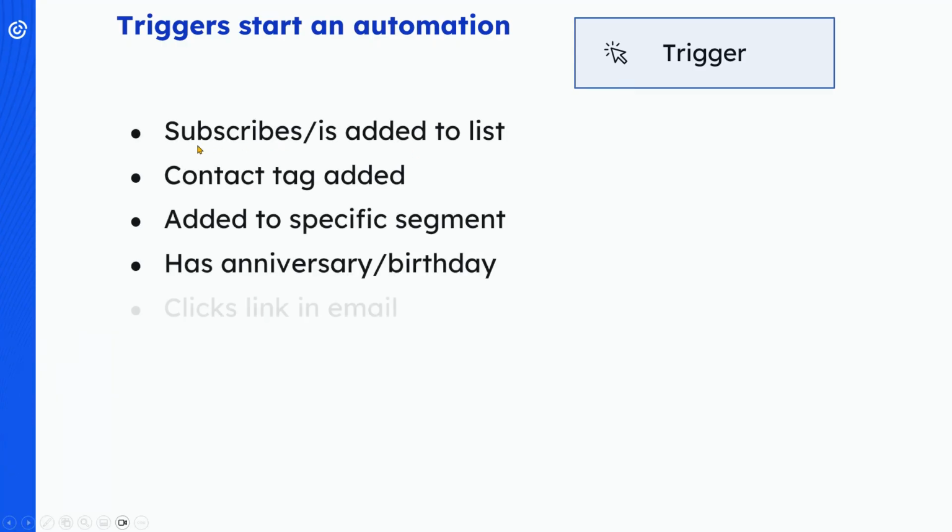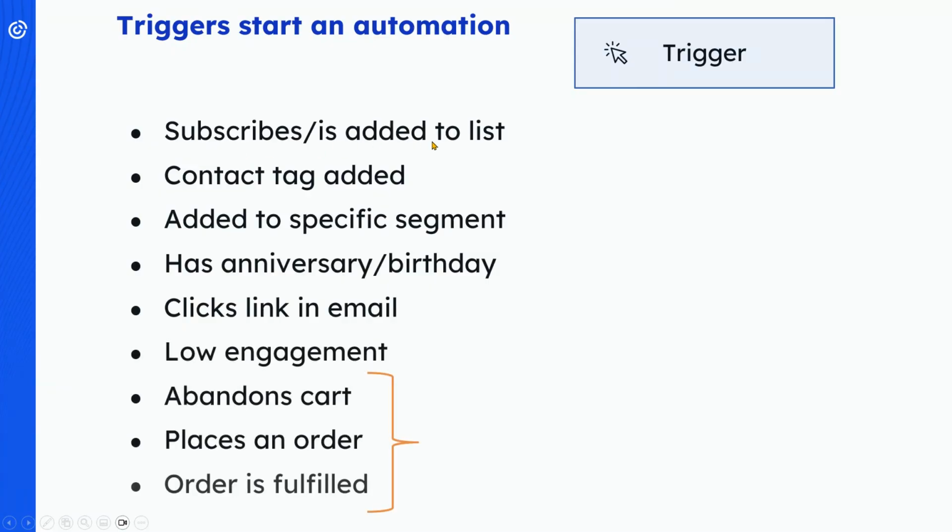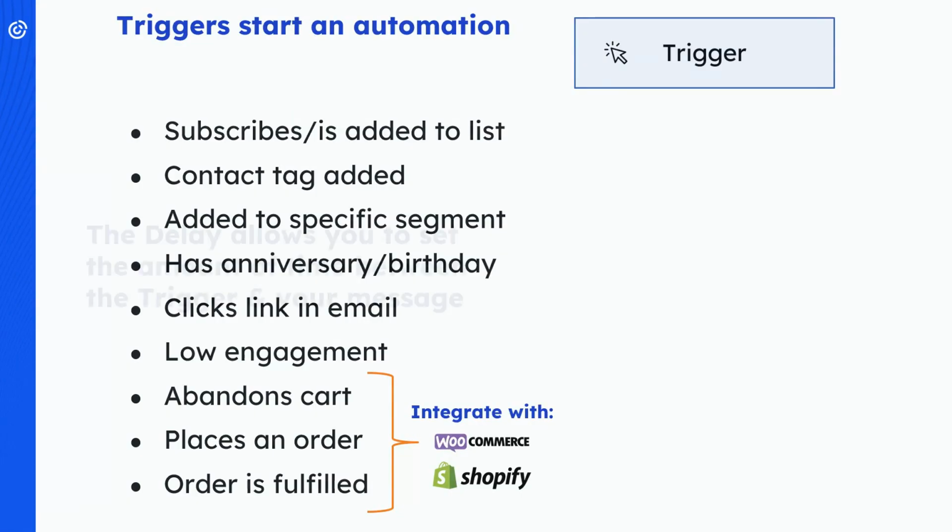It could be that somebody signed up and they were added to your account, or you tagged that contact, or they're from a segment, or they have a birthday, or they clicked a link, or they haven't opened any of your last 5 emails and they're getting disengaged, or any of the e-commerce options. So a trigger is an action that starts the automation. What do you want that automation to be waiting for to happen before it starts sending off all those emails?